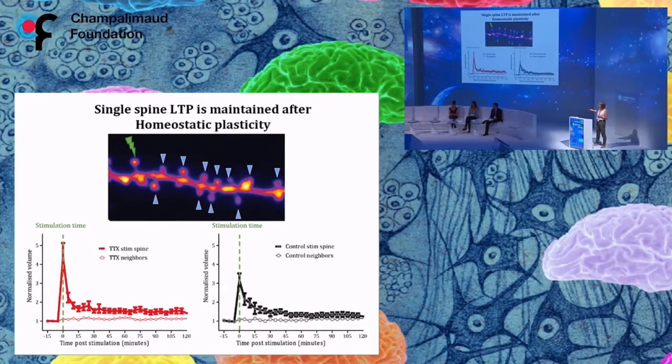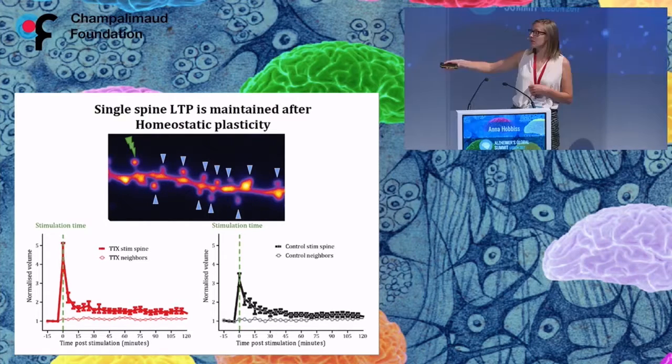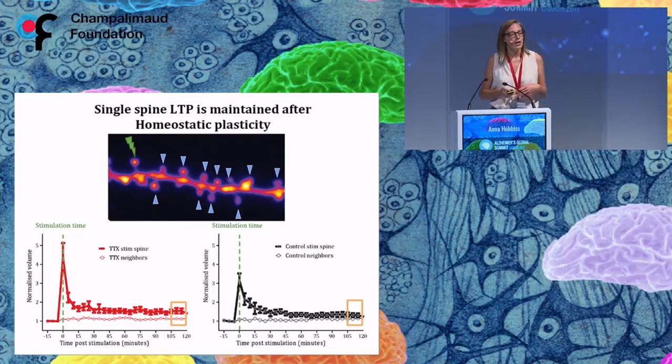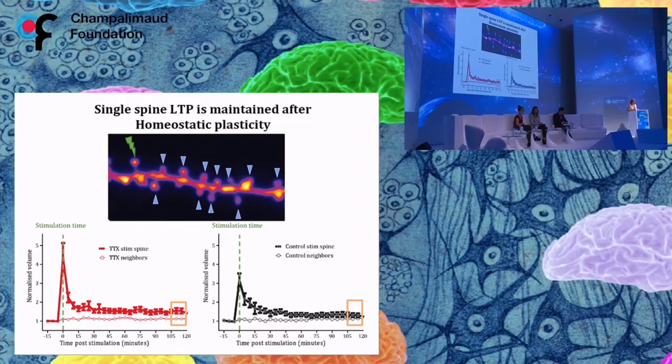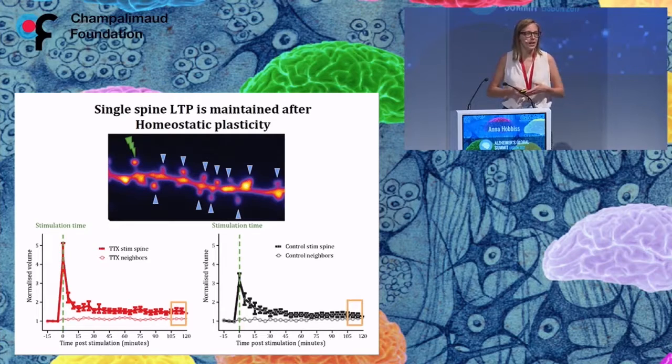If we look closely at these two curves, this is the immediate post-stimulation response, and then they settle down to a steady state level. If we look closely at the end of this, however, what you see in the control case, by 2 hours after the stimulation, there's actually no difference between the non-stimulated neighbors and the spine. But in the TTX case, there's still a significant difference. So it seems as though what we've done is sensitize the circuit, and the homeostasis has allowed it to express more longer-lasting LTP.